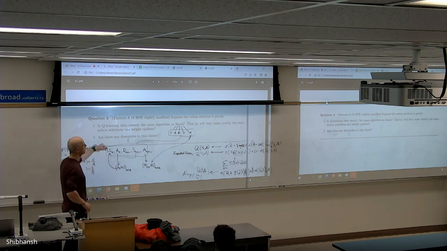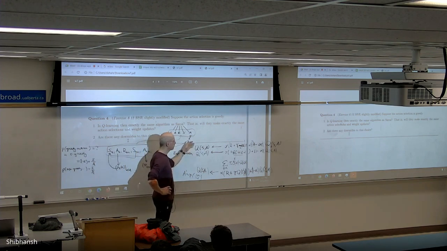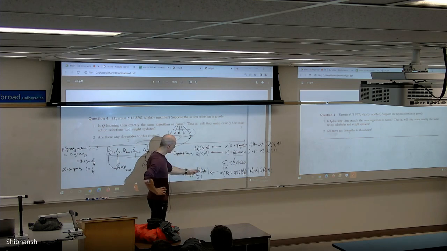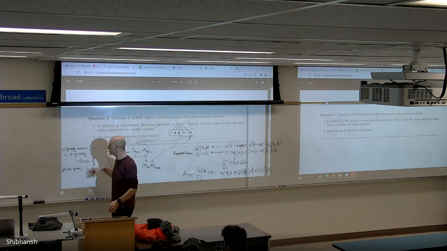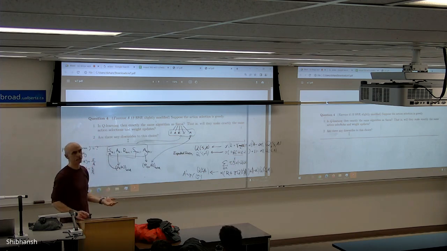I think we can keep this on the board. Suppose the action selection is greedy. Is Q-learning done exactly the same algorithm as SARSA? OK, so now we are in a position to answer this question. It just wants to know whether the update rules are going to do exactly the same thing if you apply SARSA, which is this, or Q-learning. And in SARSA, these recorded probabilities are not like, OK, it's epsilon greedy with epsilon equal to 0.